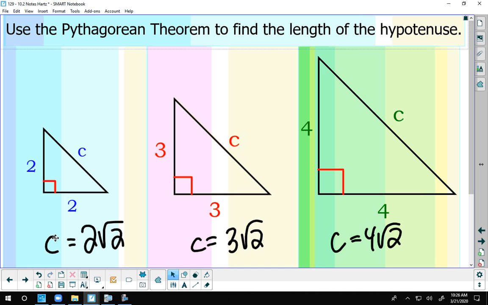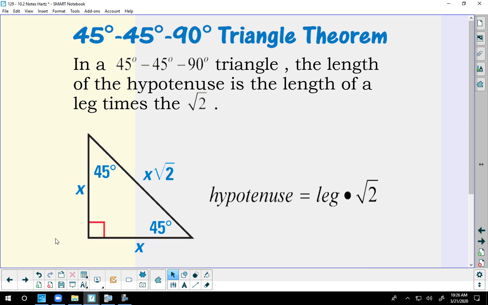This leg length here, so that they're all square root of 2, and then you'll notice this 3 is here, and you'll notice this 4 is here. Okay, so that is a pattern. So that is what a 45, 45, 90 triangle is.